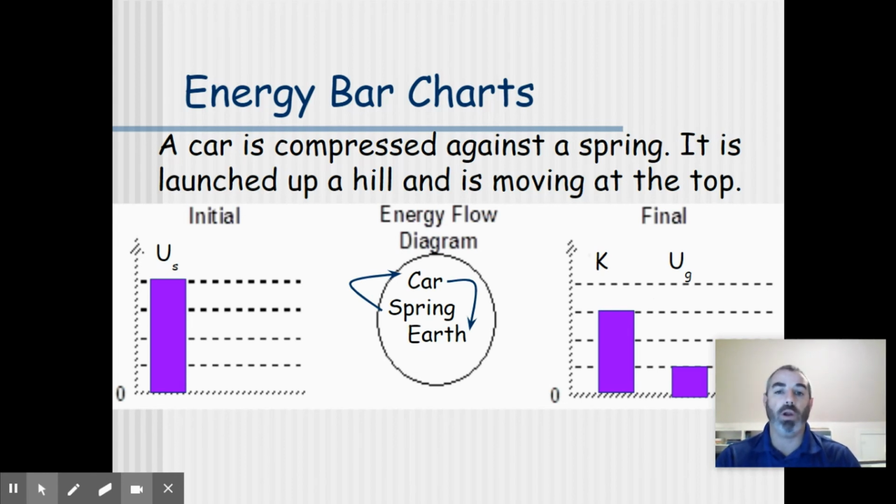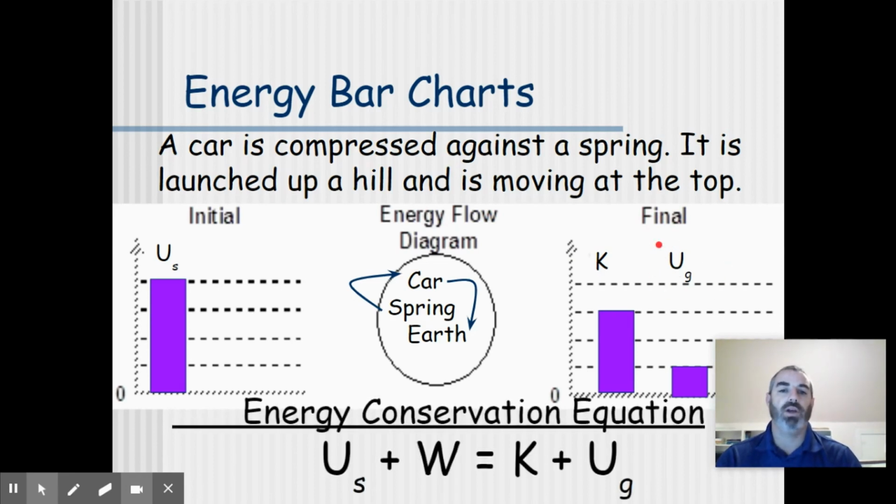Now remember, the important part of drawing the bar charts is to get our conservation equation. So our conservation equation tells us that the initial amount of energy plus any energy transferred in or out, which is the working, is equal to the energies added together in the final situation. So in this case, we have the stored spring energy is equal to the kinetic plus gravitational. And remember, we write plus W so that we don't forget it when it's non-zero. In this case, it is 0. So Us plus W is equal to K plus Ug.